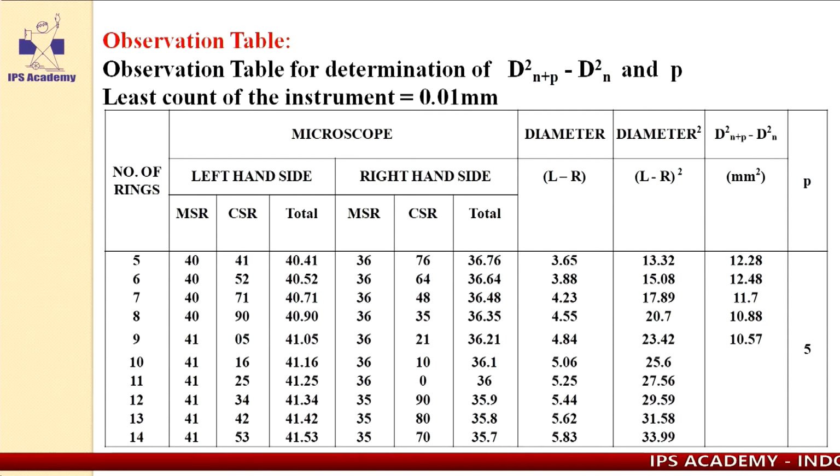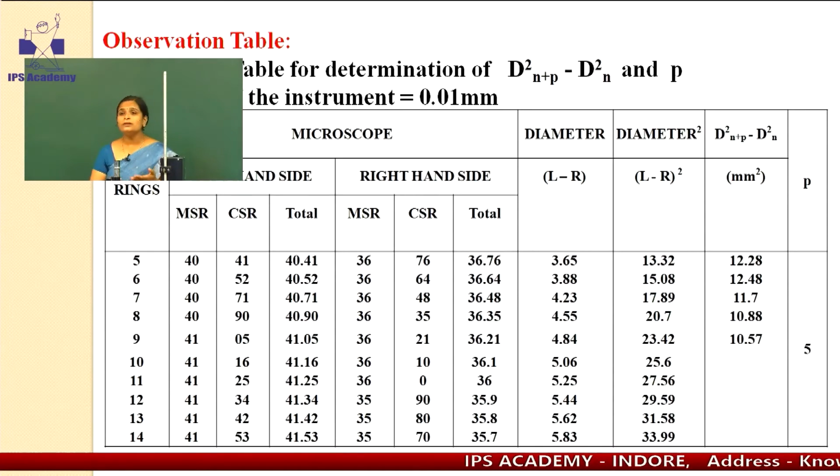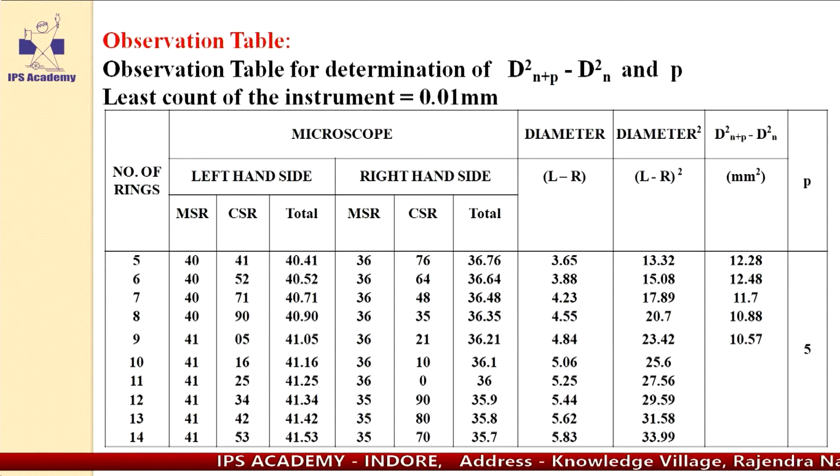10th minus 5th ring will give you 12.28, the value of d square n plus p minus dn square. Next one, n will change now, p will remain the same. N is 6, so 6 plus 5 is 11. So the diameter of the 11th ring minus the diameter of the 6th ring will give you 12.48. In the next case, n is again changed, that is 7. 7 plus 5, the next ring, that is d12. d12 minus d7 will give you 11.7.